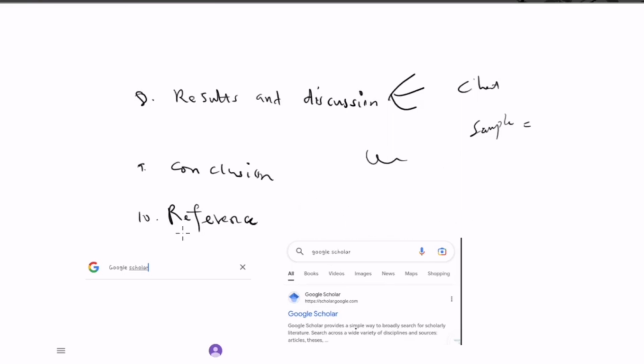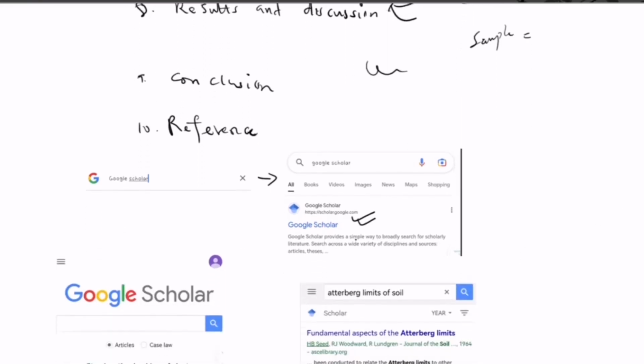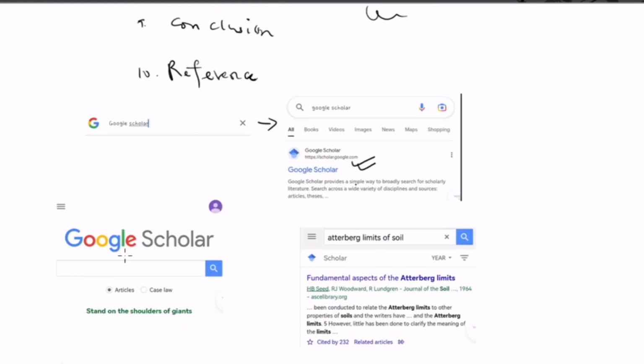So for us to do the referencing, you go to a website called Google Scholar. You just take your phone and search Google Scholar. When you search it, you get to this website. When it appears, you have a Google Scholar search, and please don't take case law but take articles, because we want articles. So you put it on articles, then you search.